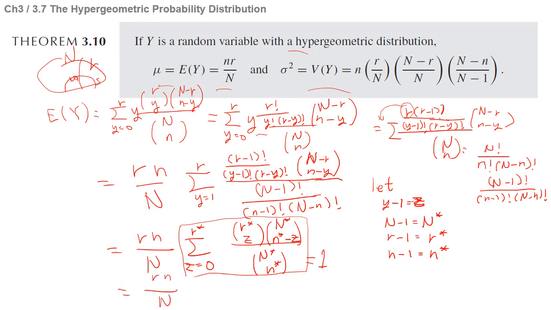So this one is proved. And for the variance part, it's similar but with far more complicated calculation like this. So I will skip it here.